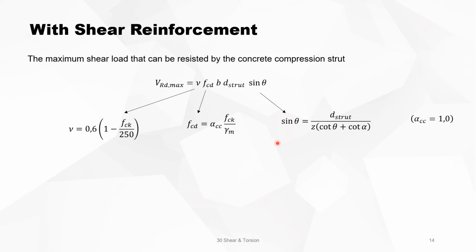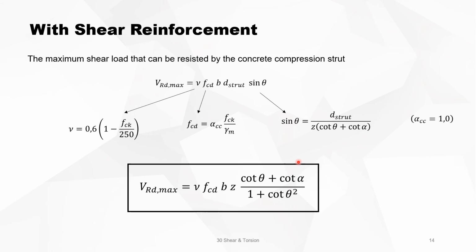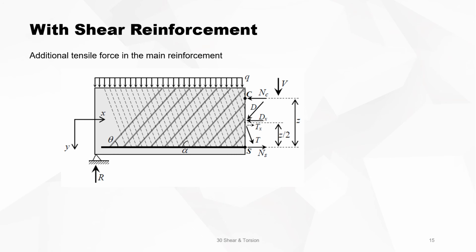The sine theta equals d strut divided by z times cotangent theta plus cotangent alpha, and it gives us, or the d strut is equal to sine theta times z and so on. If you take all that into account, you have the formula VRd,max as it is given here below.